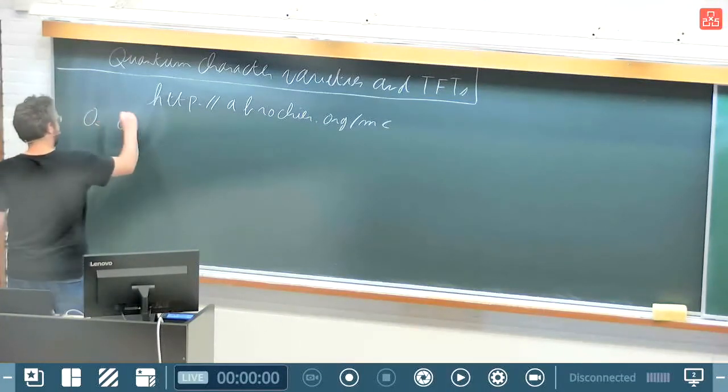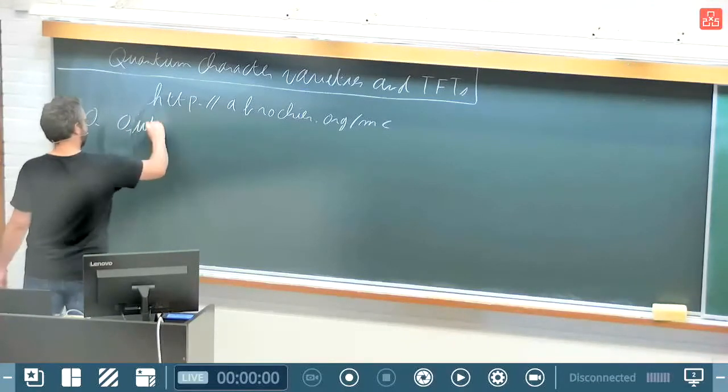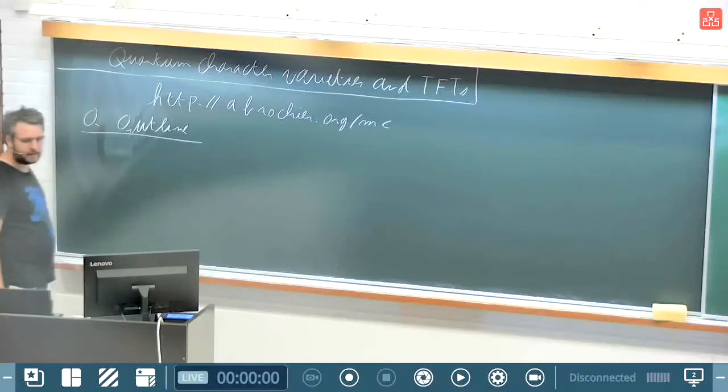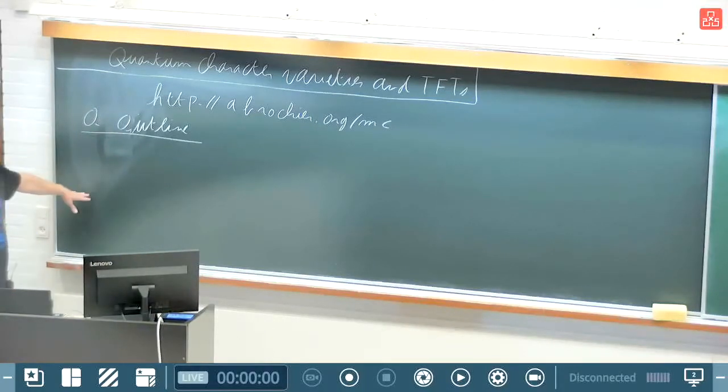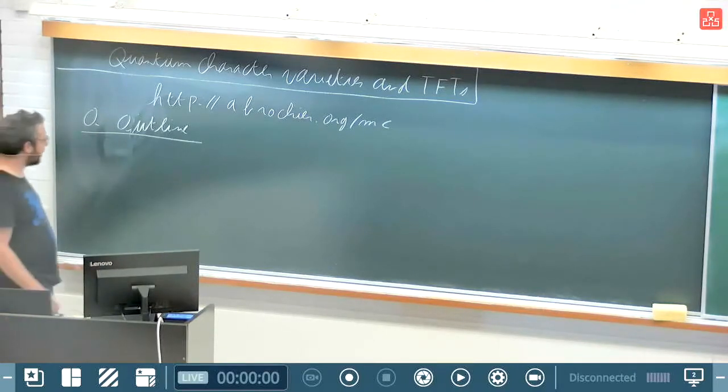So let me start with a brief outline of what I'm planning to do. Can you see if I'm writing here actually? Yeah, okay. So the central object I will be talking about is something called the character variety.